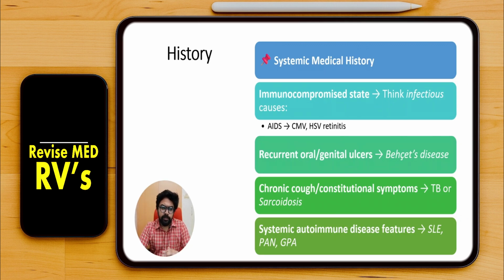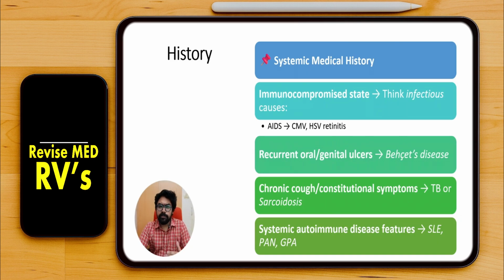Next, as rheumatologists, we have to think about the rheumatological diseases which can have a retinal vasculitis picture. You have to ask about recurrent oral and genital ulcers, which can be seen in Behçet disease, and chronic cough and constitutional symptoms. You have to rule out tuberculosis and sarcoidosis. In India, tuberculosis and syphilis are among the most important causes of retinal vasculitis, and we have to always rule out TB and syphilis in all cases of retinal vasculitis.